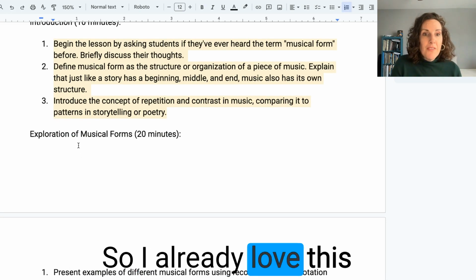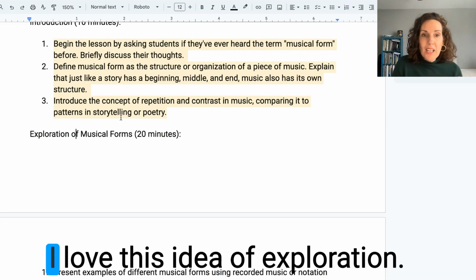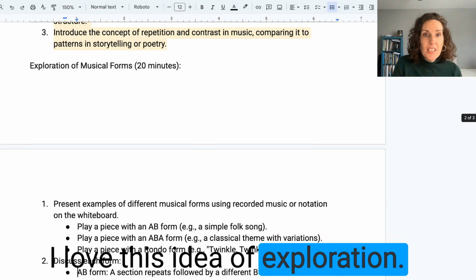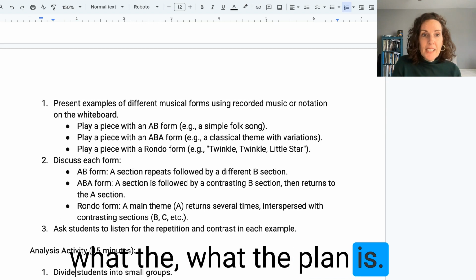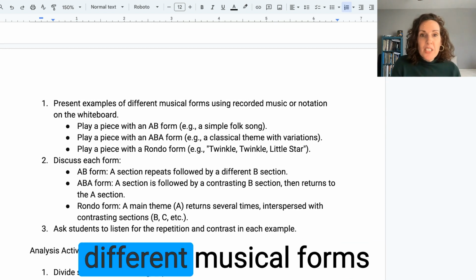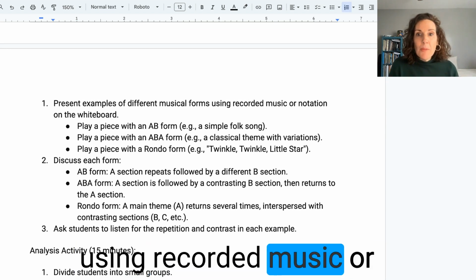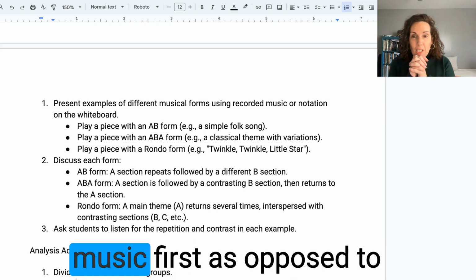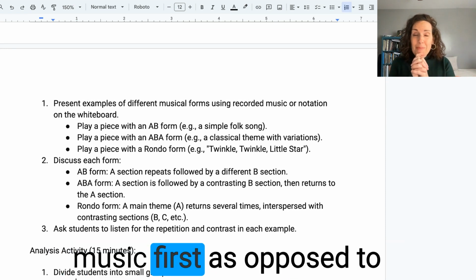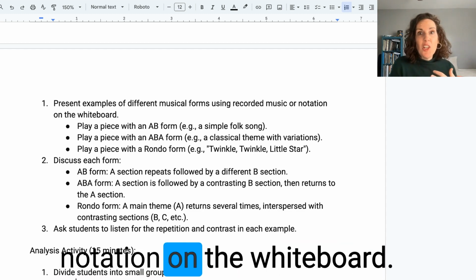So I already love this exploration of musical forms. I love this idea of exploration. I see that Sean has this for 20 minutes, so let's see what the plan is. Presenting examples of different musical forms using recorded music or notation on the whiteboard. I would say choose recorded music first, as opposed to notation on the whiteboard.